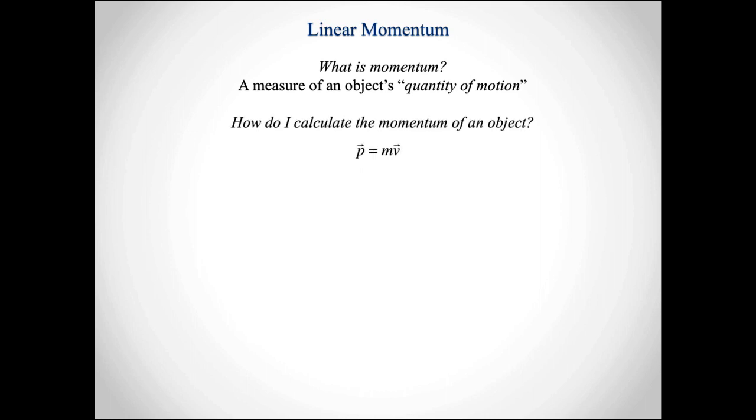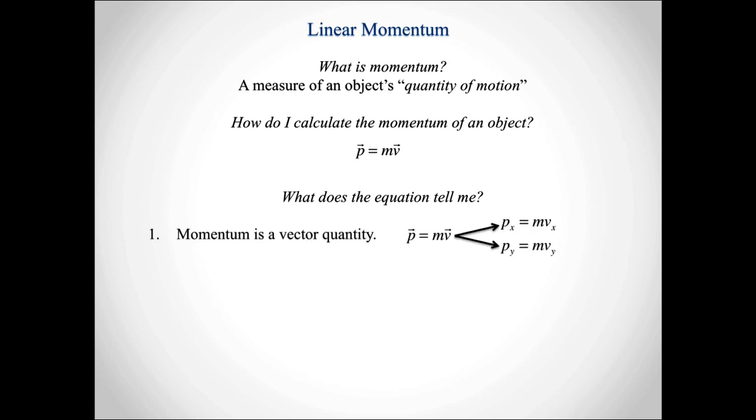We're going to say, hey, there's an equation that I can use to calculate the momentum of an object. It happens to be that p, that's the letter we're going to use for the momentum, is equal to m, the mass of the object, times the object's velocity. So momentum is equal to mass times velocity. So what does this equation tell me? Well, the first thing it tells me is that momentum is a vector quantity. So again, I recognize that I have a vector equation.